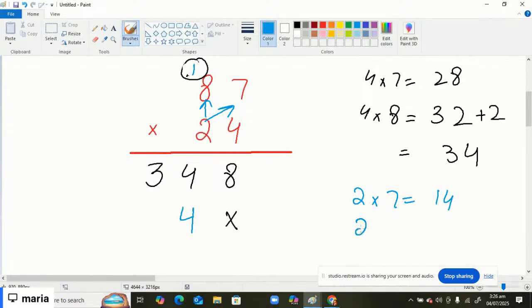Now 2 times 8 is 16. Which number do you put down? Which number moves up? The full number. Because 16 plus 1, the carry that is already given, is 17. Now you put 17 here.